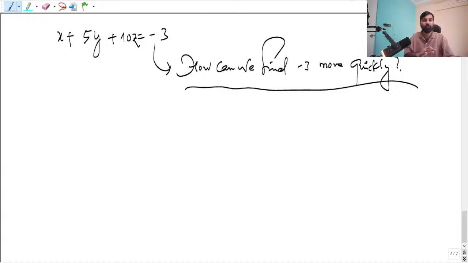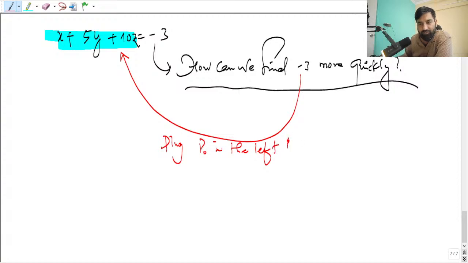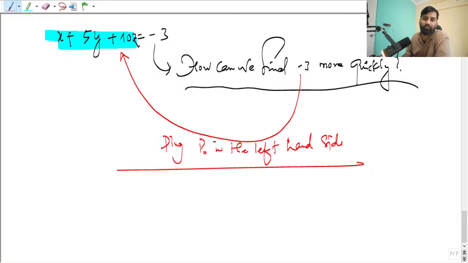If you plug that point P naught in the left hand side of the equation, so in this left hand side of the equation, if you plug the point P naught, so what you can do here is, let me write, to get this, plug P naught in the left hand side.